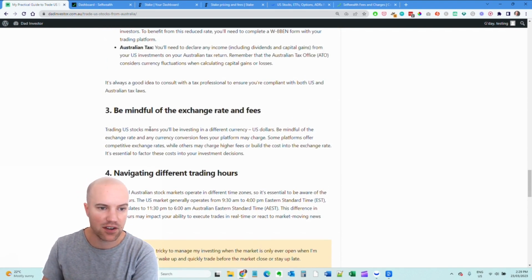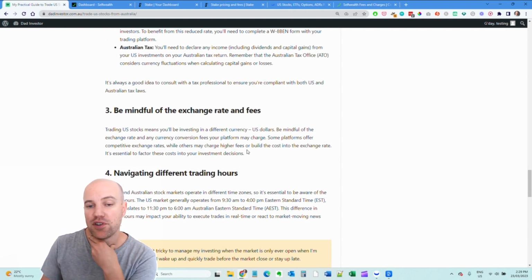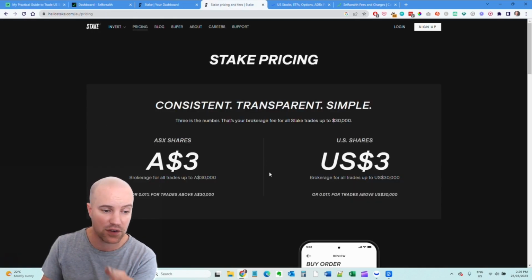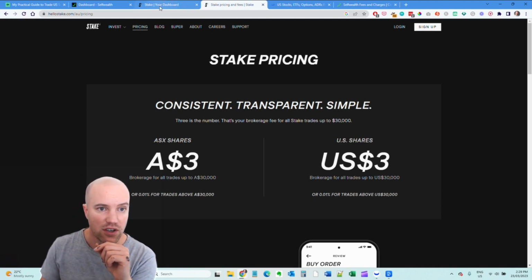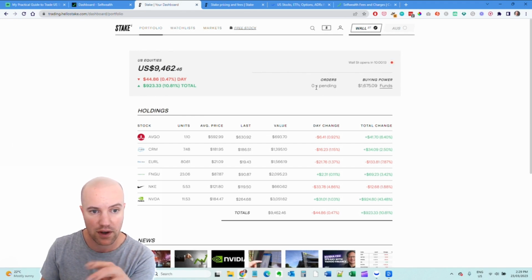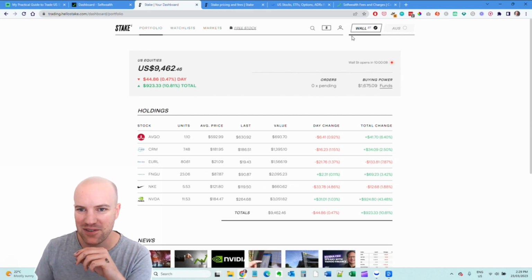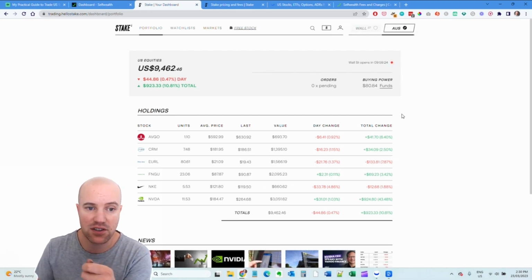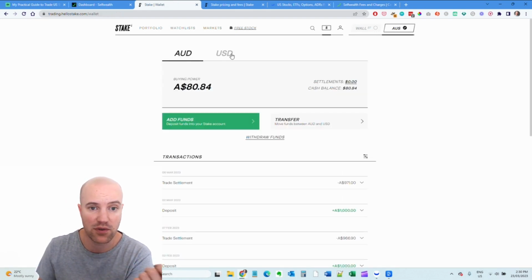Exchange rates and fees. One thing I already touched on a bit is the fees that brokers will charge you depending on how you trade. Everything will be charged in US dollars for you to trade. What that means is you actually need to transfer your money from your local currency, for me, it's Australian dollars, into US dollars. My dashboard here says US dollars, $9,462 in the portfolio invested right there. If I was to transfer money into my account for US trading, I actually need to transfer from my Australian dollars to my US dollars first.